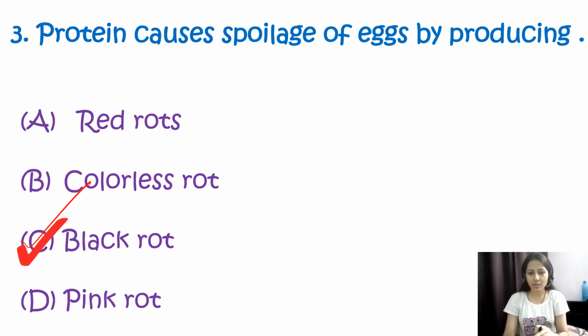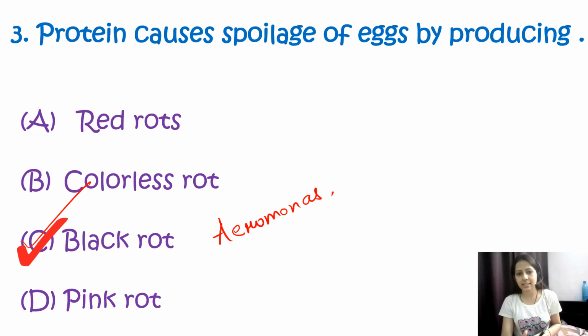This black rot in eggs is mainly due to the growth of which bacteria? It is due to Aeromonas, Pseudomonas, Proteus, Alkaligenes, Escherichia or Enterobacter species. This black rot is due to reactions in proteins which release the gas hydrogen sulfide. So over here my correct option will be C, that is black rots.